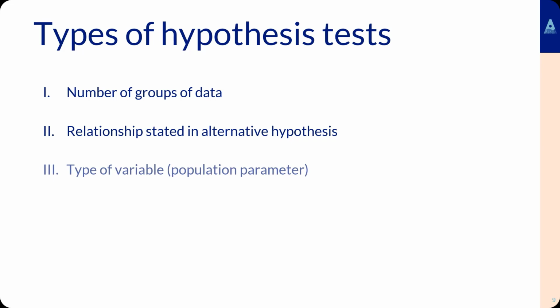And then the third feature we want to look at is, what's the type of variable, the population parameter. As we've seen before in numerous statistical cases, the key distinction here is between numerical data and categorical data. For numerical data, we're comparing means of two populations. And for categorical data, we're comparing the proportions in two populations.